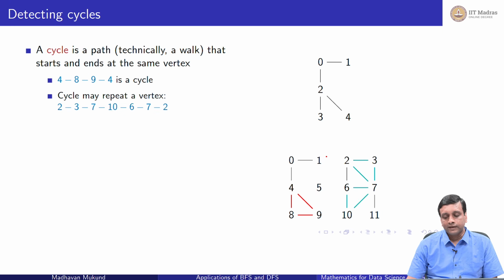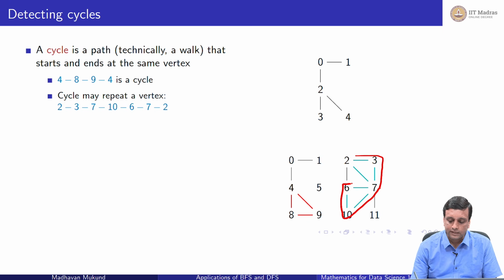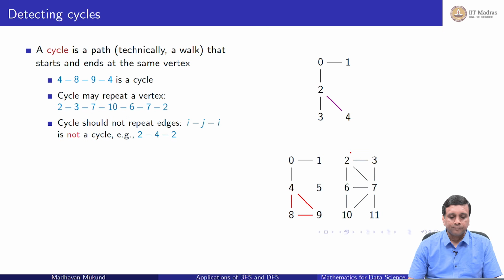Here is a more complicated cycle, 2 to 3 to 7, right? So I start at 2 and I go to 3 and then I come to 7. But then I go to 10 and then I come back to 6 and then I come back to 7 and then I come back to 2. So in this case, the walk not only repeats the starting and the ending point 2, but it also repeats 7 along the way. So this is also called a cycle, okay?